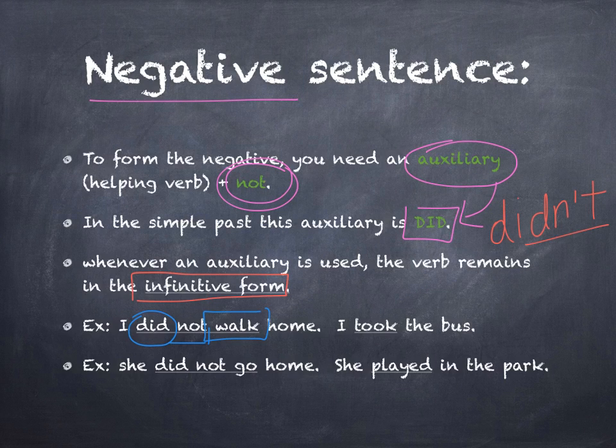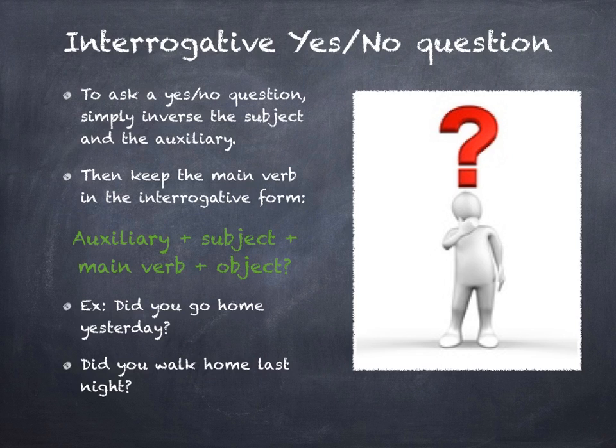The second example here, so I did not walk home, I took the bus instead, so here is the affirmative form, so my verb is irregular. In the second example, she did not, negative form, go is my main verb in the infinitive form. She did not go home, so then she played instead in the park. This verb is regular. Let's continue with the interrogative form, the yes-no questions.